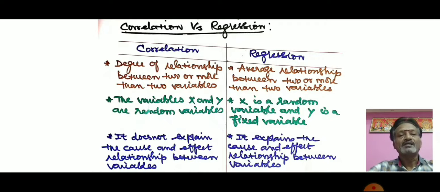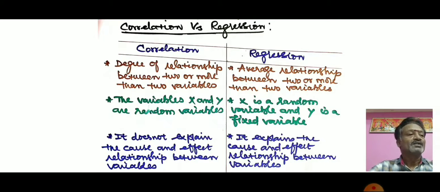Then point number 3, here correlation doesn't explain the cause and effect relationship between the variables. Suppose we have taken two variables, which is the cause and which is the effect, which will not be explained under correlation. But you take into account of regression, it explains the cause and effect relationship between the variables.